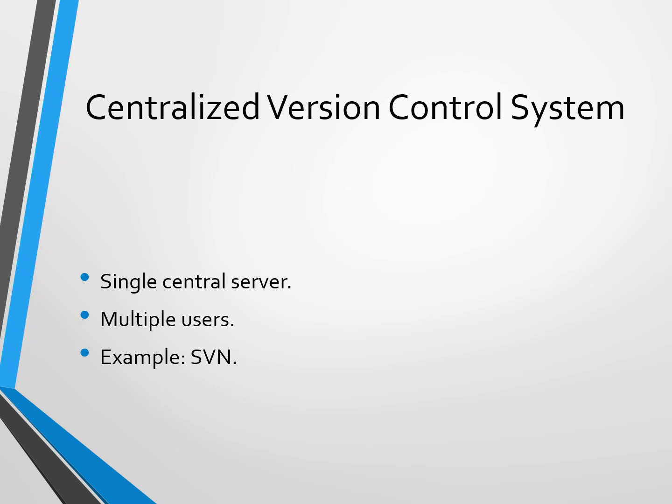Second one, centralized version control system. A single central server, multiple users. The central server stores all files. Users access the server to get and update code. Example: an SVN server used by a company where all developers connect to one server.